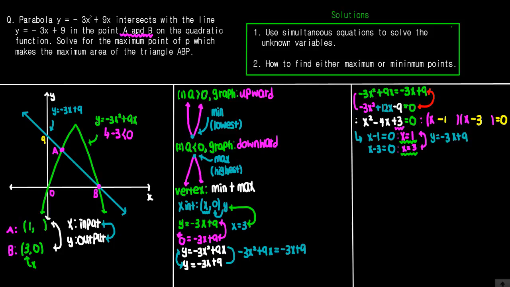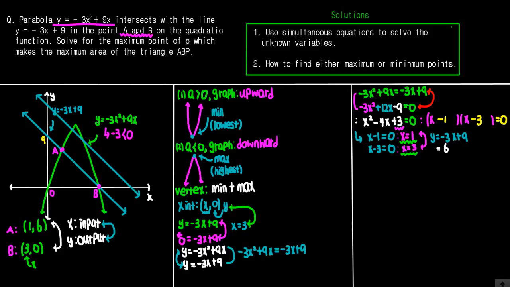If you input 1 for our x value, we're going to get y is equal to negative 3 plus 9, which gives us the output 6. So the y coordinate of our A turns into 6. So our A turns into (1, 6), and B will turn into (3, 0).